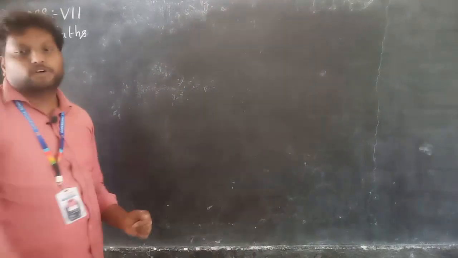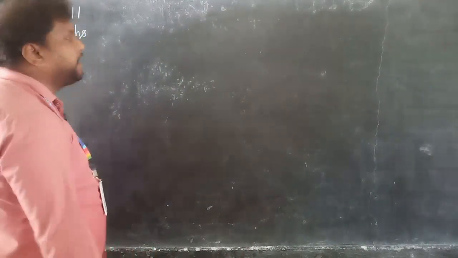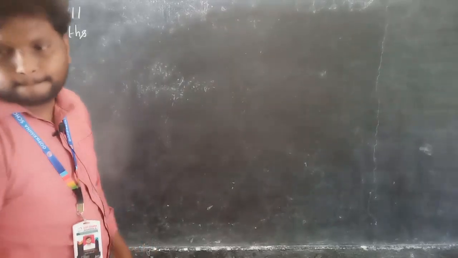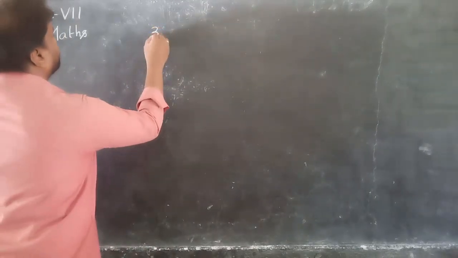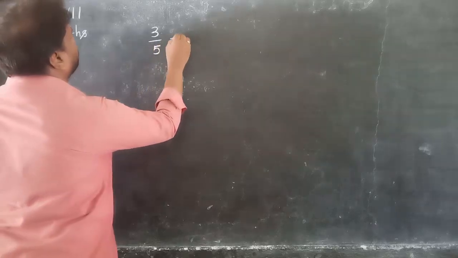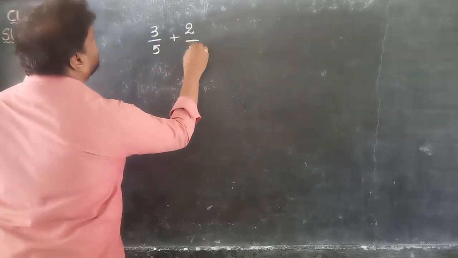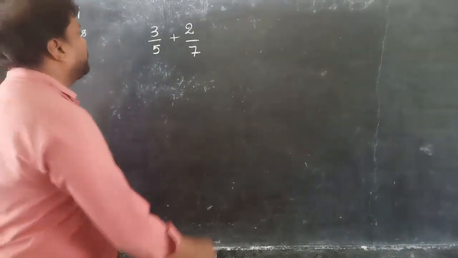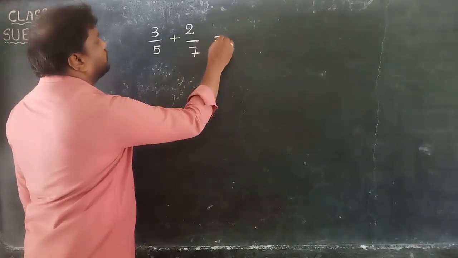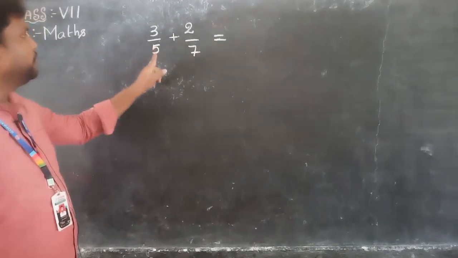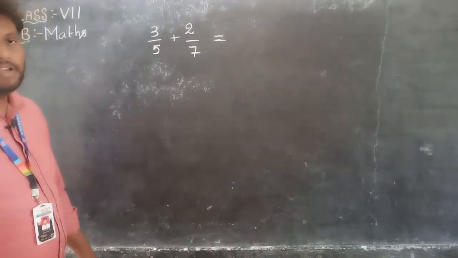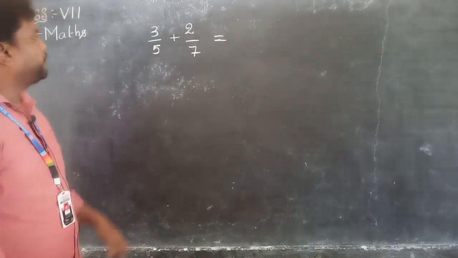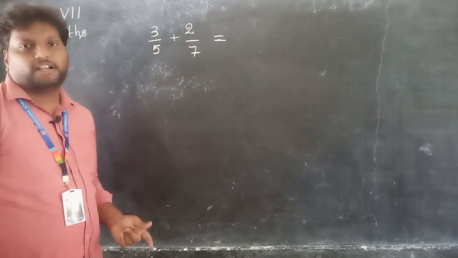Now like fractions are over. Now we'll take unlike fractions. 3 by 5 plus 2 by 7. Here observe, in 3 by 5 plus 2 by 7 there are no like fractions. The 5 and 7 are different denominators.